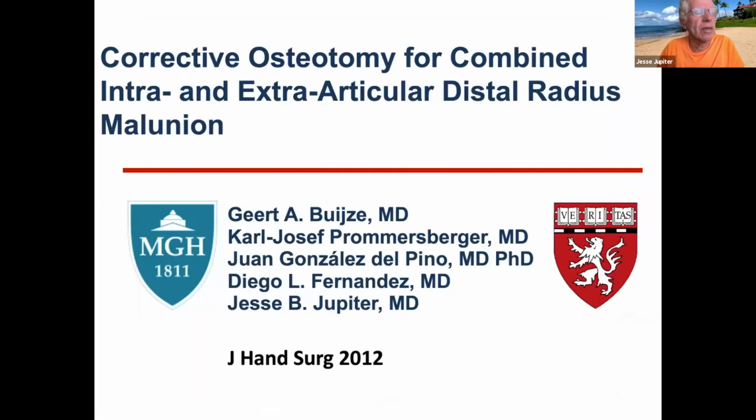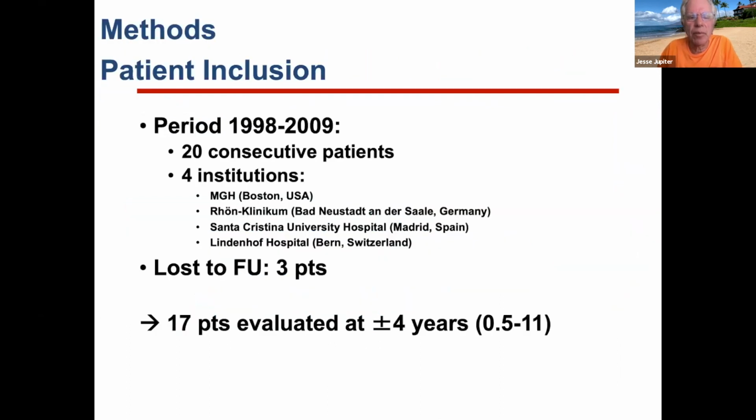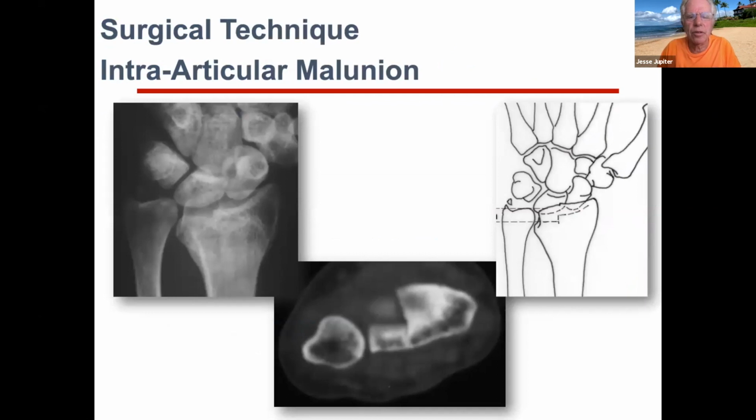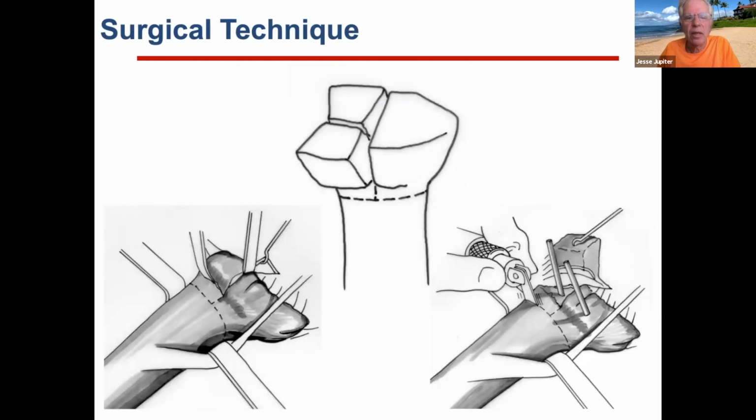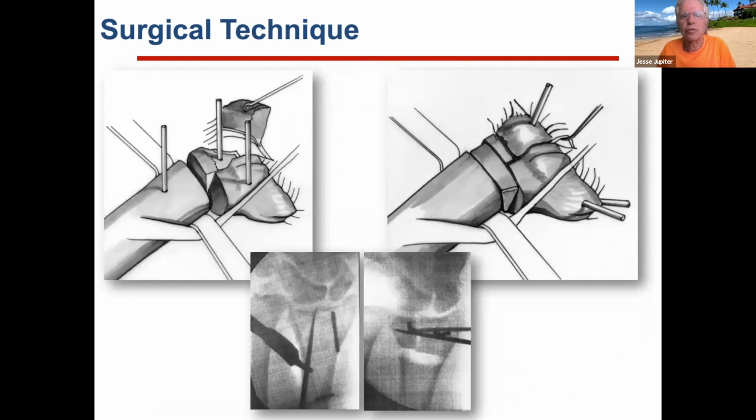And finally, we looked at a series of these, looked at 20 consecutive patients, and 17 were evaluated at 4 years. And this is a good example, because if you can define the fragments, then the surgery is actually less technical than doing a fracture. And so the fracture fragments here are outlined as such. By first correcting the lunate articular deformity and then the extra-articular deformity, actually it's a controlled procedure.